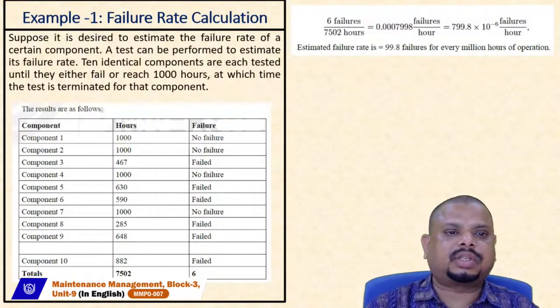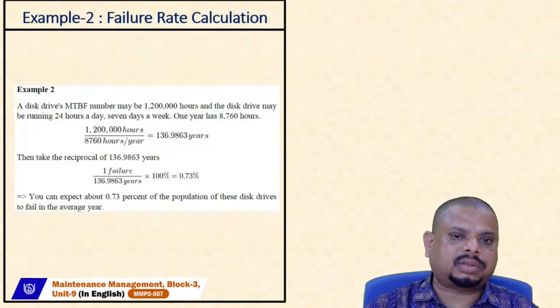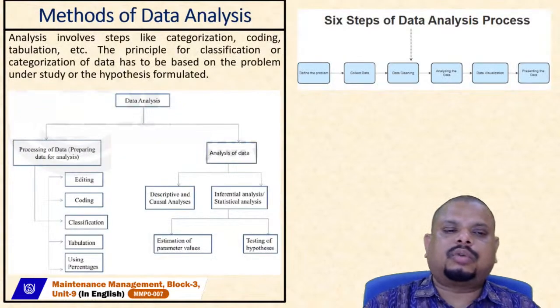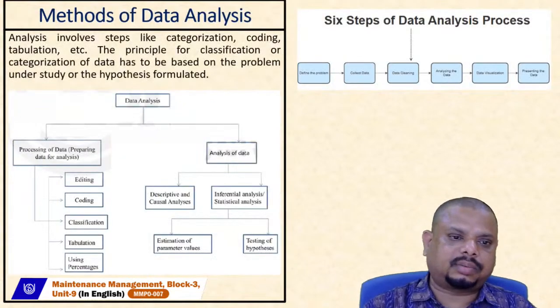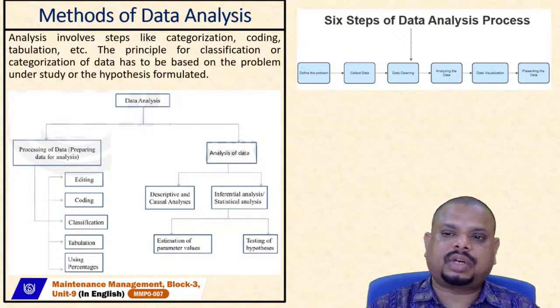Next, with the help of examples, we have calculated for different identical components, with reference to their working hours, the failure rate for different components of a particular department. Then we go for the method of data analysis. The data analysis process goes through processing of data and analysis of data. Under processing, we have understood editing of data, coding of data, classification of data, tabulation of data, and using different percentages.